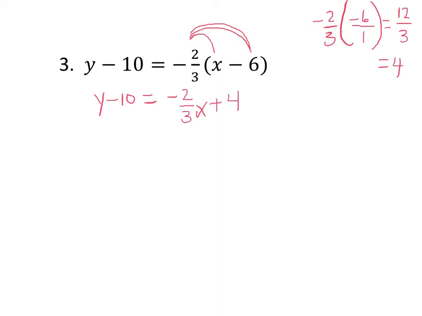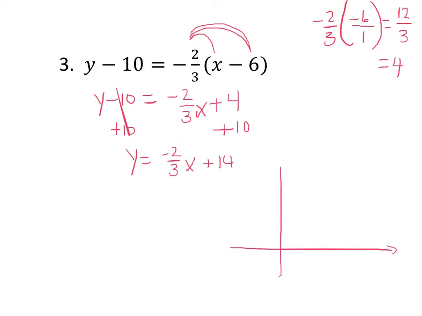Now get your y by itself, so we want to add the 10 to the other side. We're going to add it to the 4 over here. It cancels. We have y equals negative 2/3 x plus 14. Okay, so let's go ahead and sketch our graph. It's at 14, so that's the b is at 14, so my slope is a negative 2/3, and my b is 14, so we have to start at 14.